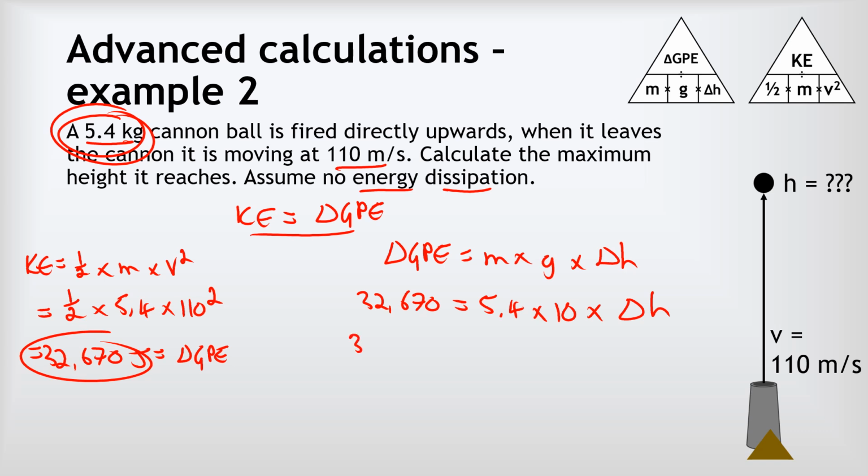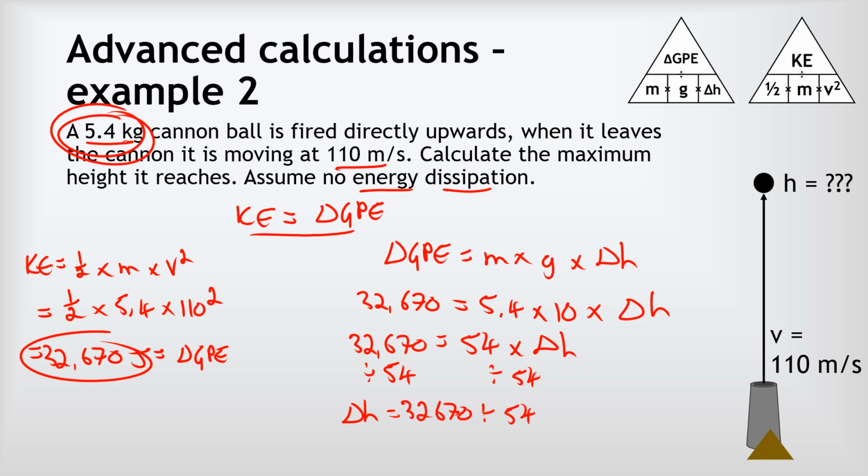So we're going to say 32,670 equals 5.4 times 10, that is 54 times delta h. Divide both sides by 54, doing that inverse operation. We get delta h equals 32,670 divided by 54. And that will come to a final answer of 605 meters.